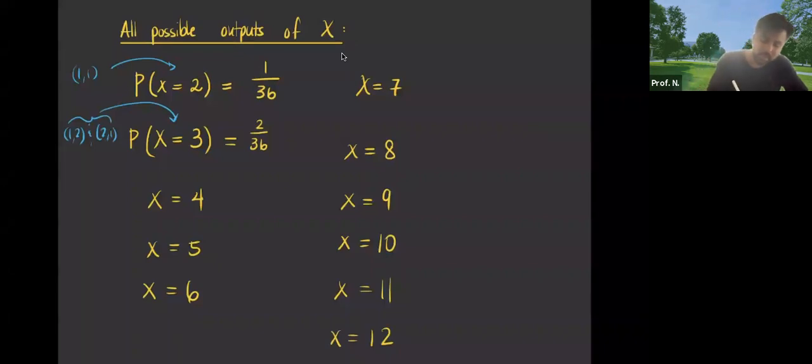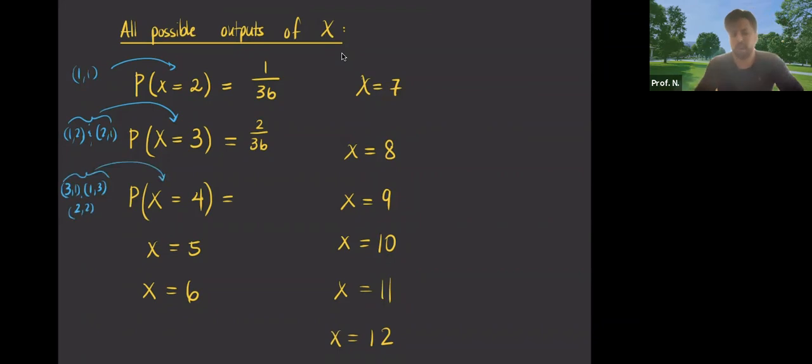Then we have, what's the probability that my random variable equals 4? Well, then I have 3, comma 1, 1, comma 3, and 2, comma 2. These three outcomes are associated with the random variable x equaling 4. Does that make more sense now? The probability that this equals 4 depends upon these three outcomes occurring. So these three outcomes each have equal probabilities of occurring, 1 out of 36. So we have 3 out of 36, and so on and so forth.